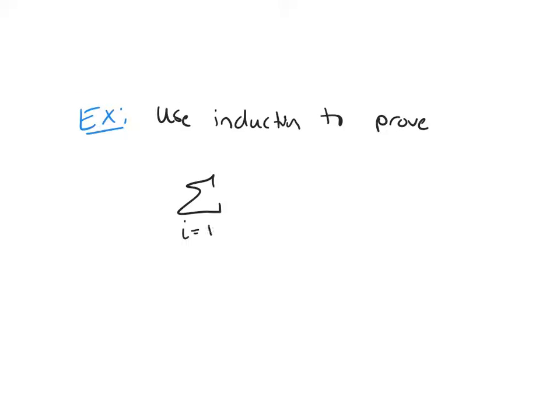So for our first example, we're going to do an induction problem. Use induction to prove that the summation from 1 to n of 4i is equal to 2n(n + 1). So remember, when you're doing induction, there are two parts.